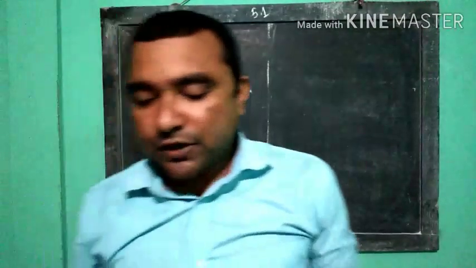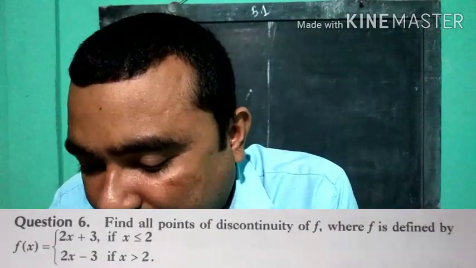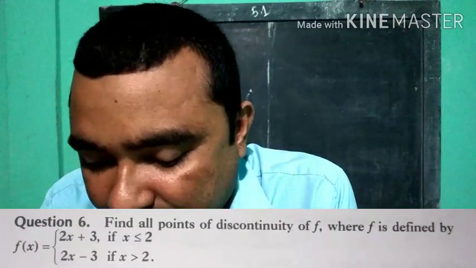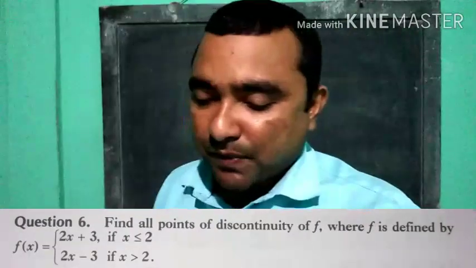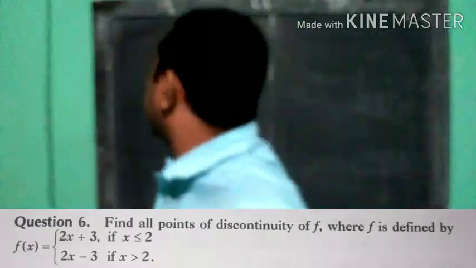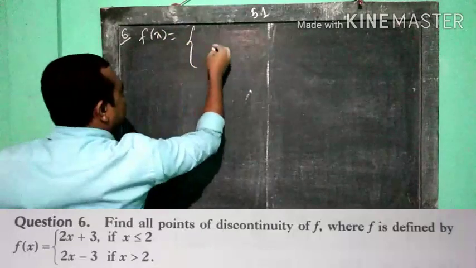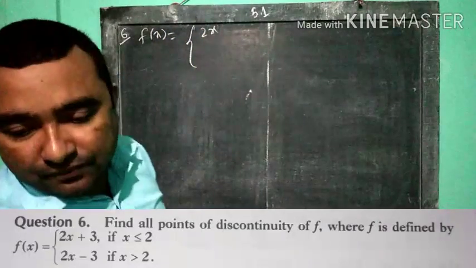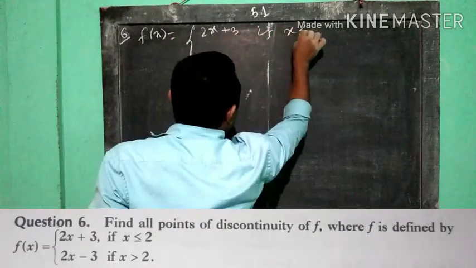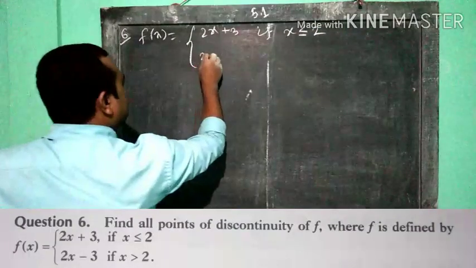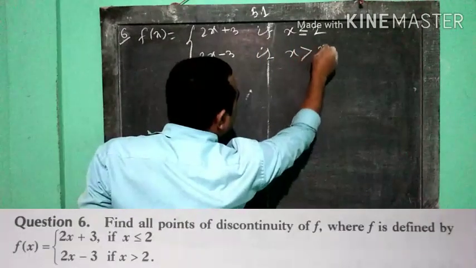Now we are going to solve question number 6. Find all points of discontinuity of f, where f is defined by f(x) equal to 2x plus 3 if x is less than or equal to 2, and 2x minus 3 if x is greater than 2.